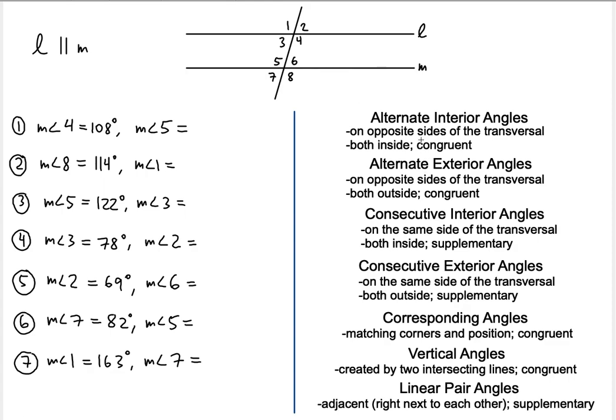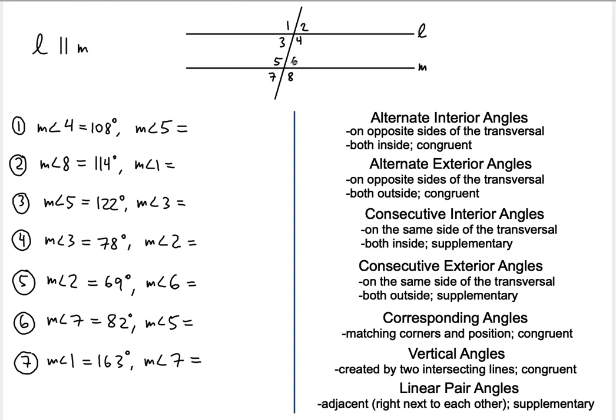So since L and M are parallel, these three theorems so far, they hold true for the fact that they're congruent for the interior, they're congruent for the exterior, for the alternate, and they're supplementary for the consecutive, right? So 4 and 6 are consecutive interior angles. Consecutive because they follow each other, okay?